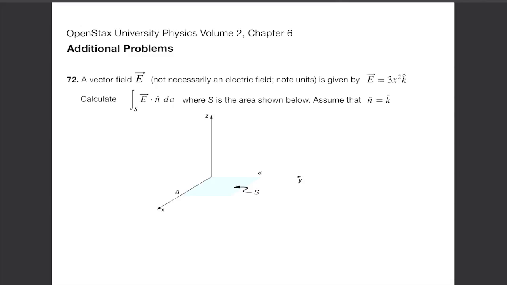Welcome. In this video, we're going to take a look at problem 72 out of chapter 6 in University Physics Volume 2 by OpenStax. All right, so we have a vector field E that is not necessarily an electric field, we can tell by the units, and that is given by E vector is equal to 3x squared times k hat. And we need to calculate the surface integral of E dot n dA, where S is the area that is shown below. And we're going to assume that n hat is equal to k hat.